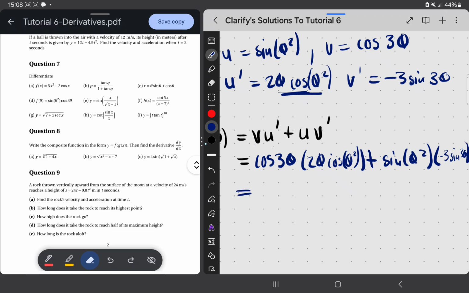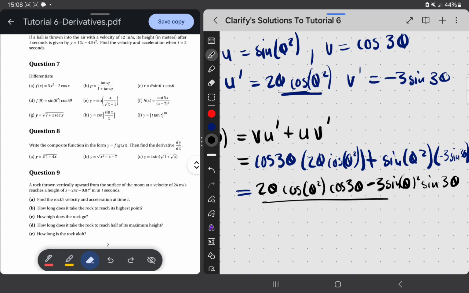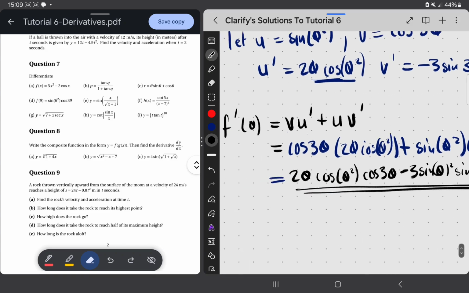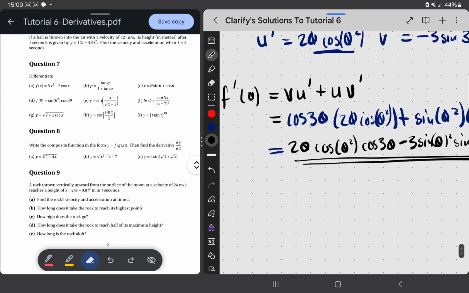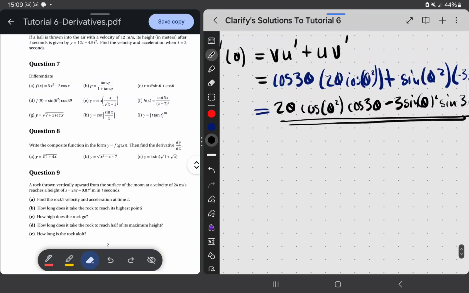So what am I going to have now? This becomes cos 3θ times this, which gives 2θ cos(θ²) cos 3θ, plus, because there's a negative 3, negative 3 sin(θ²) sin 3θ. This is going to be your final solution, and you are done.